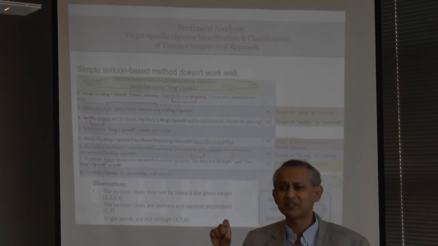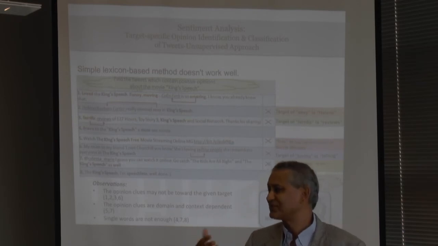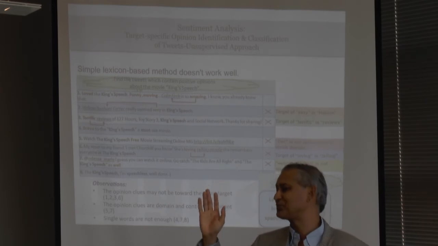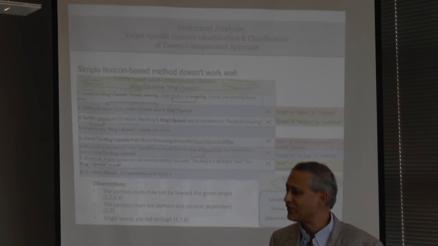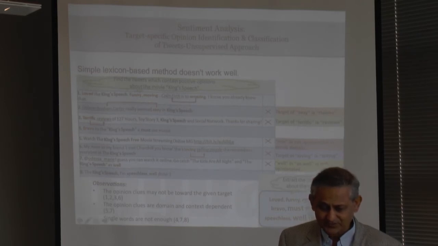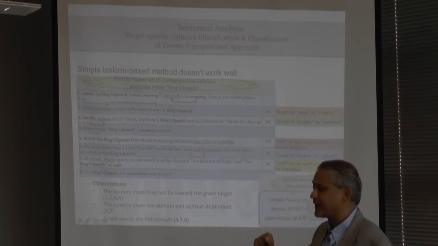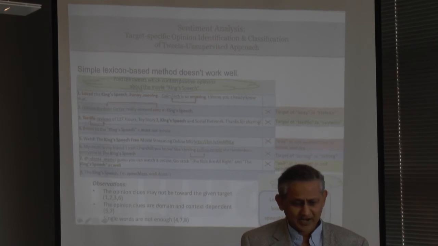By and large, simple sentiment analysis work will simply look for sentiment expression words, positive sentiment words, negative sentiment words, and based on that give you positive sentiment or negative sentiment. But when you have multiple of these, how can you identify? You need to understand what is the target for these orange terms with respect to the named entity in dark blue, right? And here are some examples which are very hard to do. It says the opinion cues may not be towards the given target. Opinion cues are domain and context dependent.